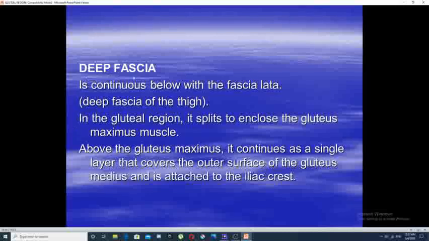Second, the deep fascia. It is continuous below with the fascia lata or the fascia of thigh, and in the gluteal region the fascia splits and includes the gluteus maximus muscle. Above the gluteus maximus muscle, it will continue as a single layer of the fascia which covers the outer surface of the gluteus medius muscle, and finally it is attached to the iliac crest.